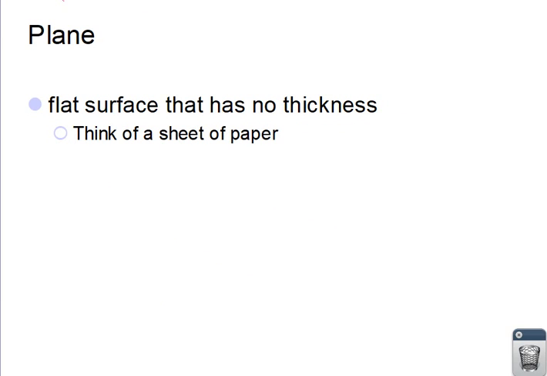All right, another word, a plane. This is not a plane that flies in the air. This is a flat surface that has no thickness. So if you think of a sheet of paper, you think of the surface of a wall that you put paint on, if you picture the surface of the floor, those are all flat surfaces. We're just talking about the surface. We're not talking about how thick it is. So that's a plane.